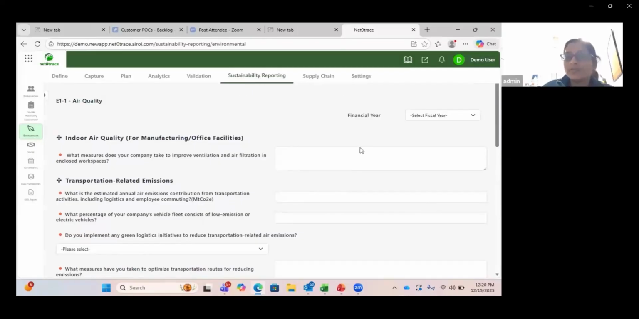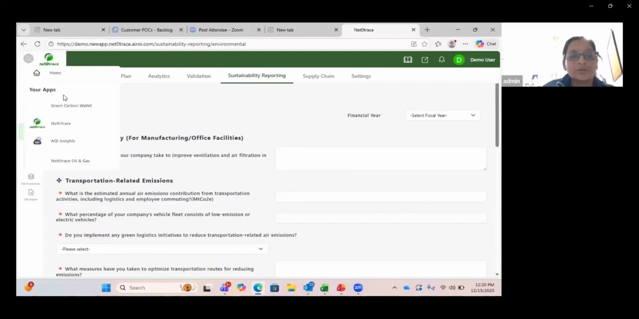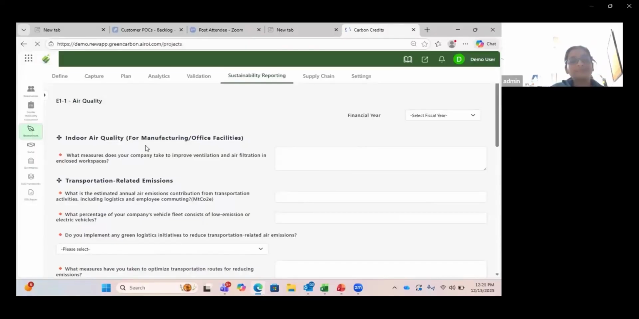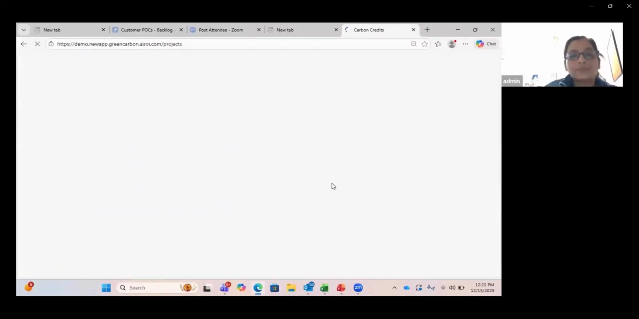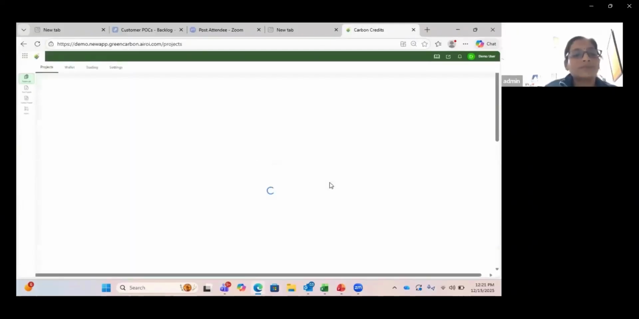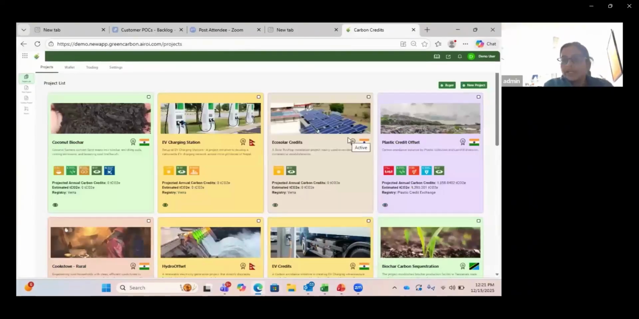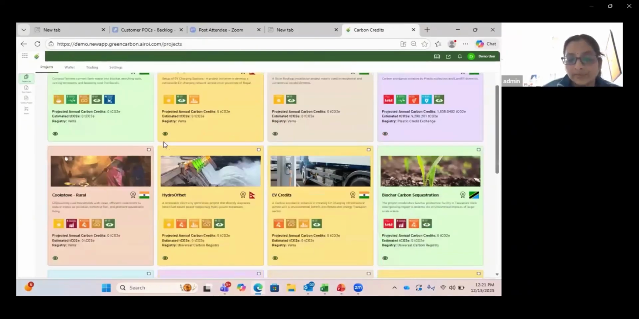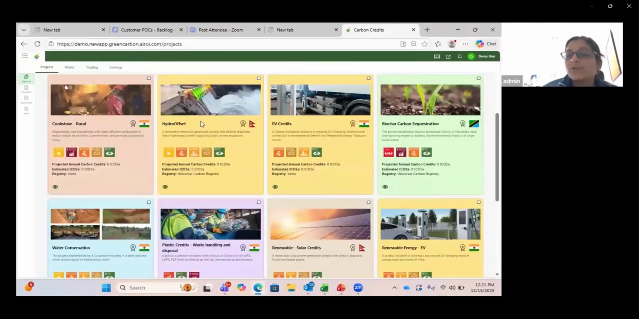So this is the Net Zero Trace module, which is used for recording emissions. I'll also take a couple of minutes to explain the carbon trading part. If we are the project developers, for instance, if a hotel chain is able to recycle and reuse its water and generate water credits, then the water credit is set up as a carbon trading project. As you can see here, there can be a hydro offset project, or a renewable energy project.